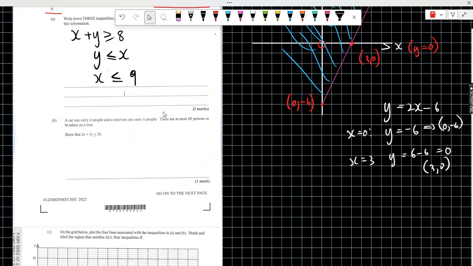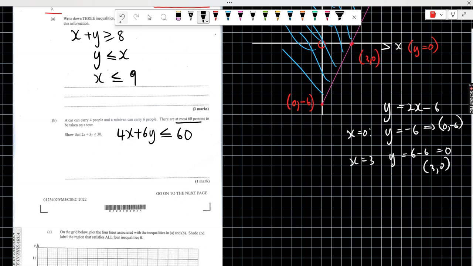4x. Yes. Good. So we have X cars, and each car can carry 4 people. So we say 4x. We have Y minivans, and each minivan can carry 6 people. So therefore, it's going to be 4x plus 6y. There are at most 60 persons. So that means that 4x plus 6y, which represents the total people carried by cars and minivans, must be less than or equal to 60.